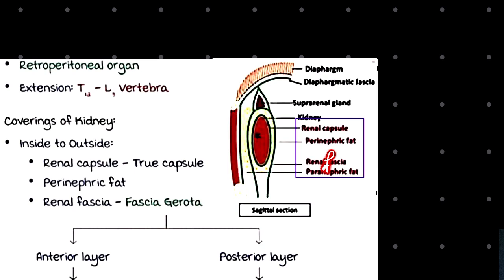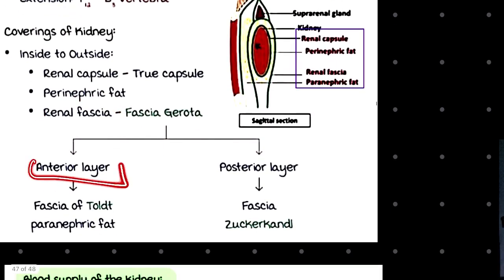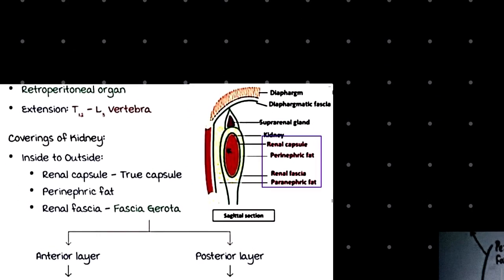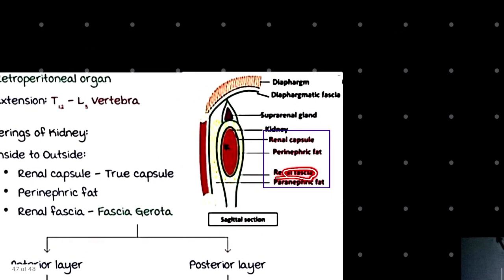Now here, this renal fascia is a bit complicated since it consists of two layers, the anterior layer and the posterior layer. The anterior layer is also called the fascia of Gerota, and the posterior layer is also called the fascia of Zuckerkandl. Okay. Now as we are talking about renal fascia, right?